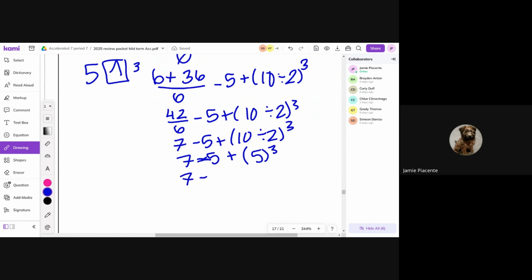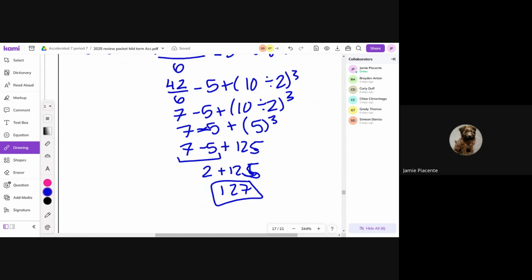So 7 minus 5 plus 125. Okay, 7 minus 5 is what? 2 plus 125 should be 127. I'm sorry, my 5 looks like an 8. It's just really hard to write with my finger on here. Okay, so that should be your answer for that problem.